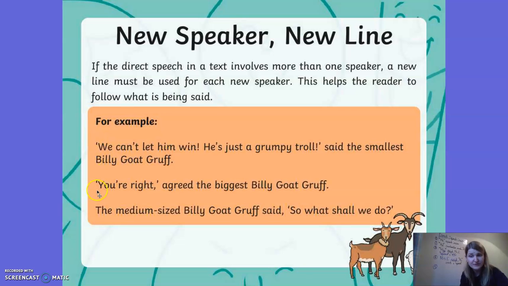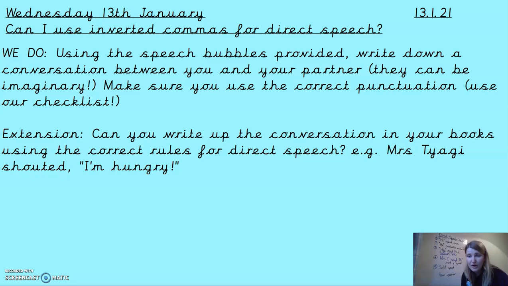And again, we've got capitals. We use capitals at the start of our speech, unless it's split speech and we're doing the second part, but also new speaker, new line. Okay, so let me catch that up on here: split speech rules, and then new speaker, new line. Right, that's loads of information for you guys to be getting on with. I know it's a lot to process, so don't worry if you're going, oh, this seems like quite a lot.